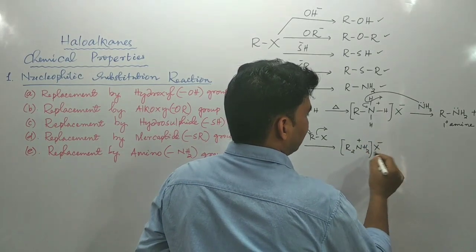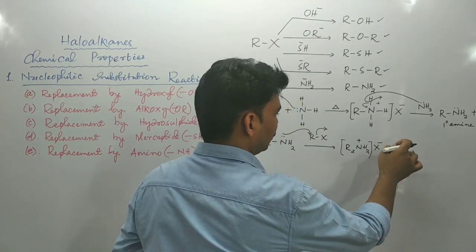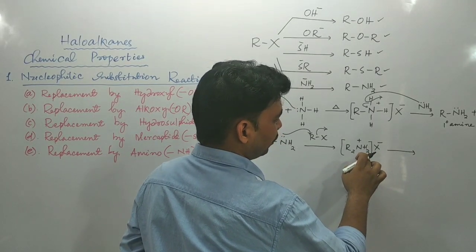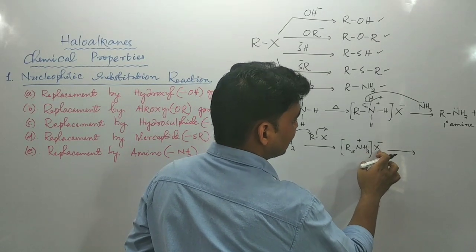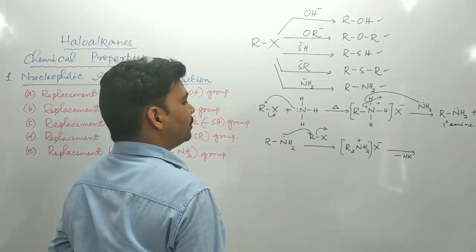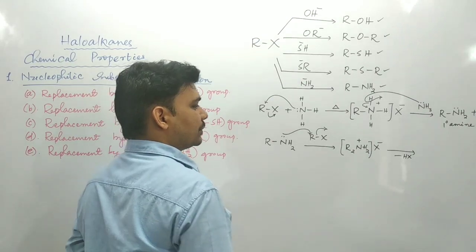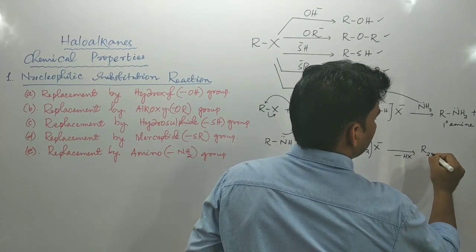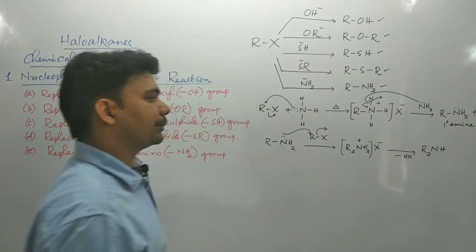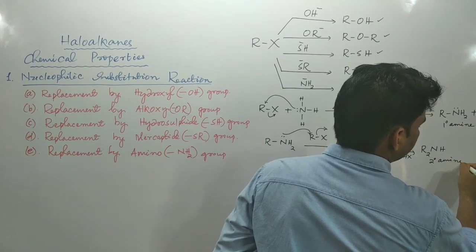Okay, and in the same way, presence of ammonia or primary amine will help to release one hydrogen in the form of H plus ion. This H plus and this X minus will be eliminated out here as HX. Exactly, they will be released in the form of ammonium salt, but let me write here as HX. Then what is the product left here? R2NH. This is your secondary amine.